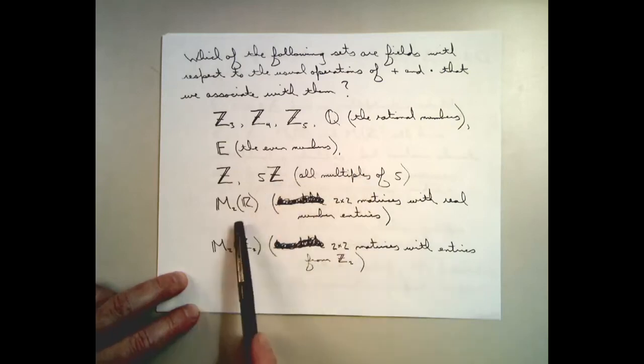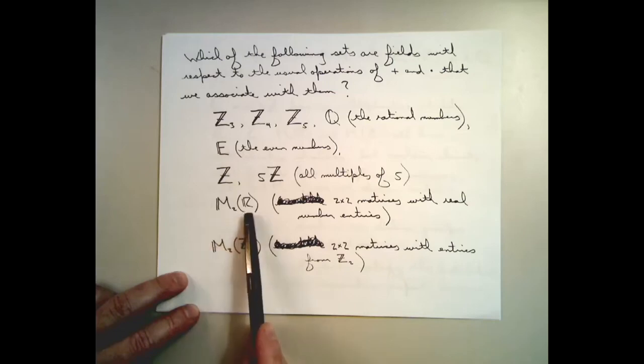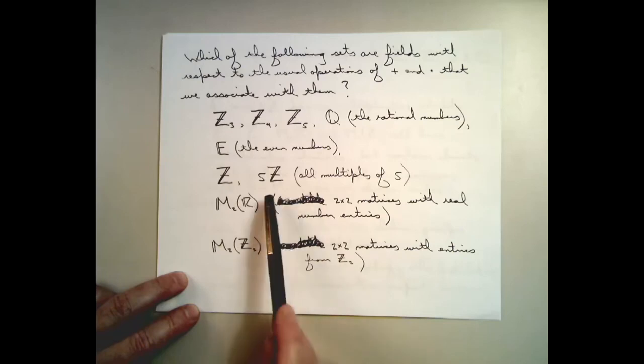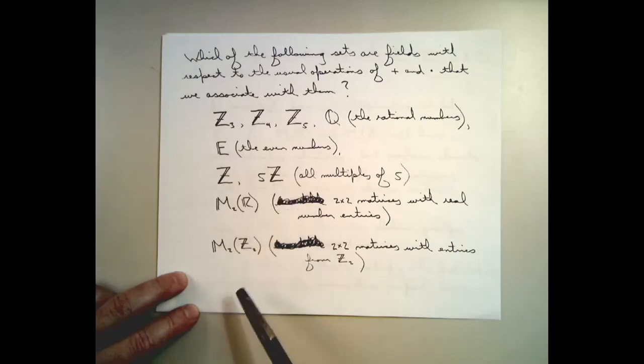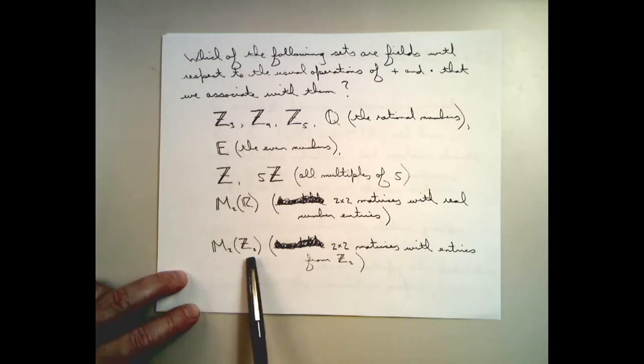By this notation, I'm indicating the set of all 2 by 2 matrices with real number entries, right? So a 2 by 2 matrix, and each of the 4 entries is a real number. Similarly here, this is the set of all 2 by 2 matrices. This time, all of the entries are coming from Z2. So all of the entries are either 0 or 1.